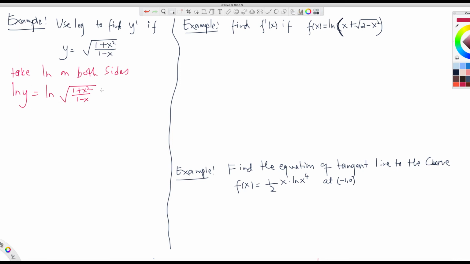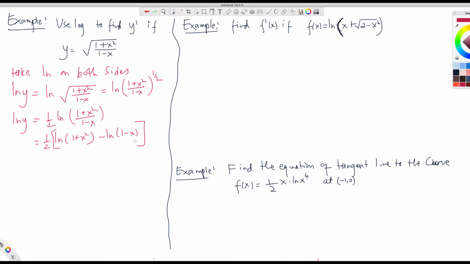So you can write natural log of 1 plus x squared over 1 minus x, all to the 1/2, because the root means to the 1/2. But in the log, that 1/2, that exponent, goes to the front, right? So this can be written as natural log of y equals 1/2 natural log of 1 plus x squared divided by 1 minus x, not x squared. This is just 1 minus x, okay? Now, in this quotient, I can break this into 1/2 times, let's write a bracket there, natural log of 1 plus x squared minus natural log of 1 minus x.